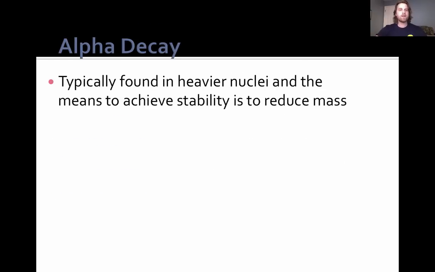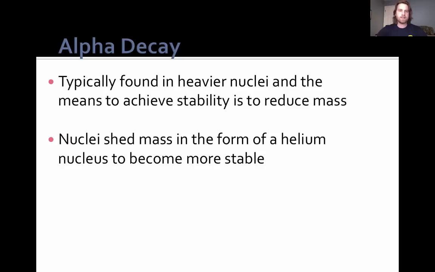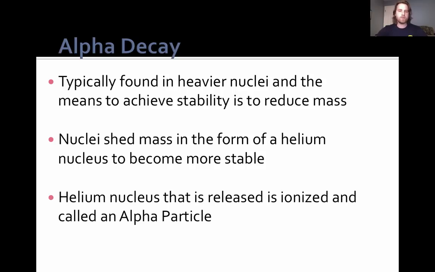So let's talk about alpha decay. It's typically found in heavier nuclei, and the means to achieve stability is to reduce mass. Whenever you want to reduce mass, alpha decay is generally the route the nucleus is going to take. So the nucleus will shed mass in the form of a helium nucleus to become more stable. The helium nucleus that is released is ionized, meaning it has a charge. It's positively charged, and it's called an alpha particle.